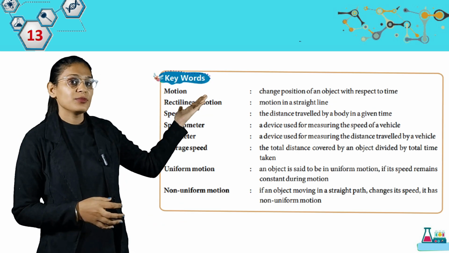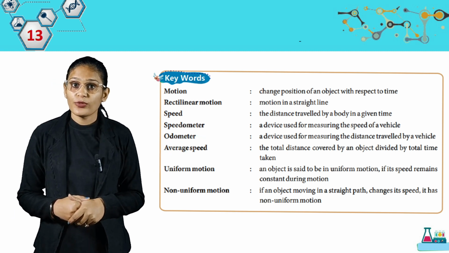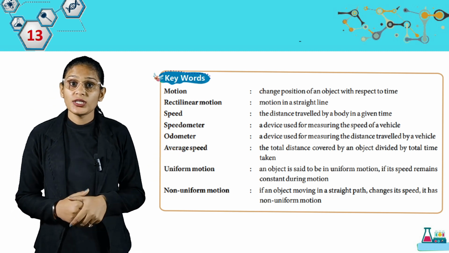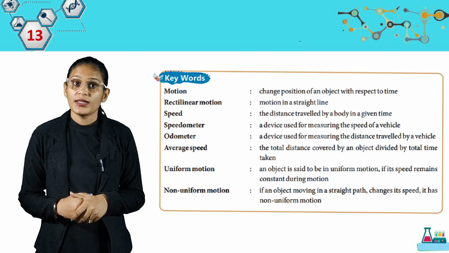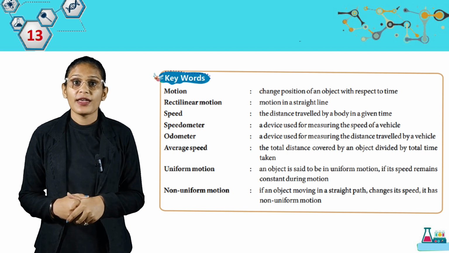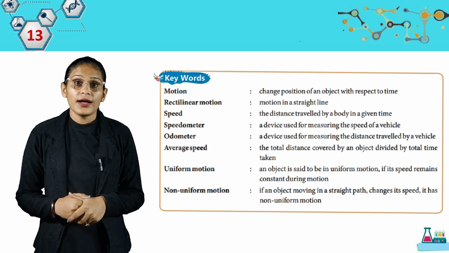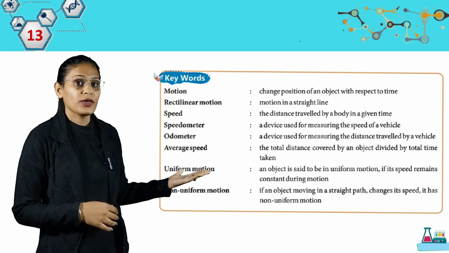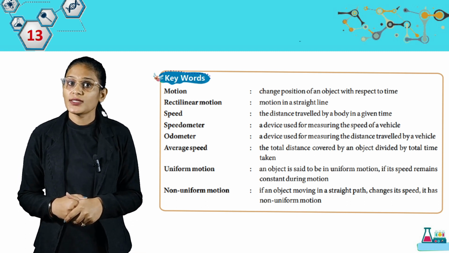Now here we have some keywords. Motion: change in position of an object with respect to time. Then we have rectilinear motion: motion in a straight line. Speed: the distance traveled by a body in a given time. Speedometer: a device used for measuring the speed of a vehicle. Odometer: a device used for measuring the distance traveled by a vehicle. Average speed: the total distance covered by an object divided by the total time taken.